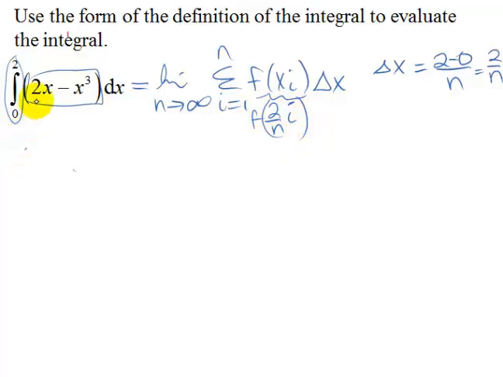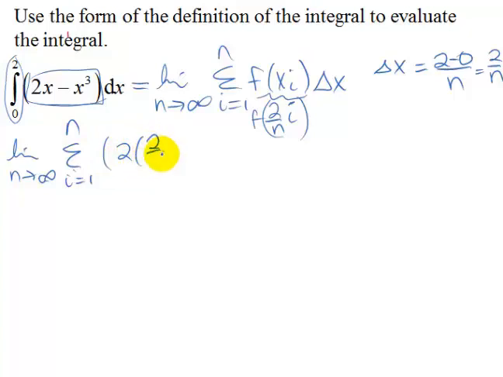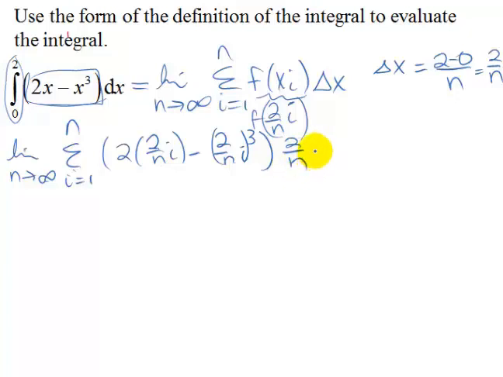Let's put all of that together with our function here, and we have the limit as n approaches infinity of the sum as i goes from 1 to n. So we've got our function, putting in 2i over n, so that's going to be 2i over n minus 2i over n cubed, and that's multiplied by delta x, which is 2 over n.